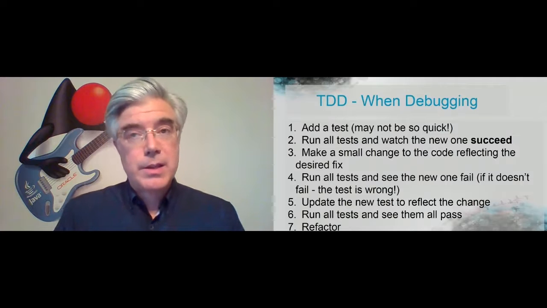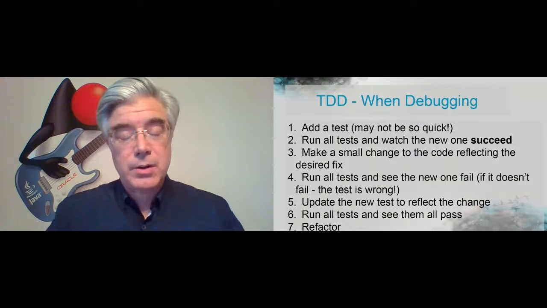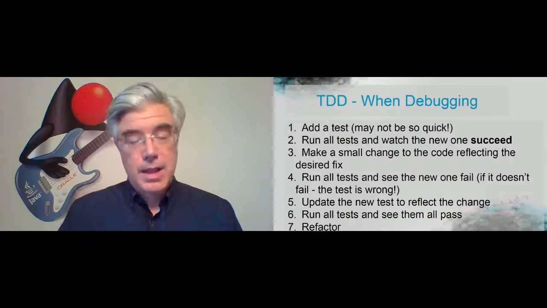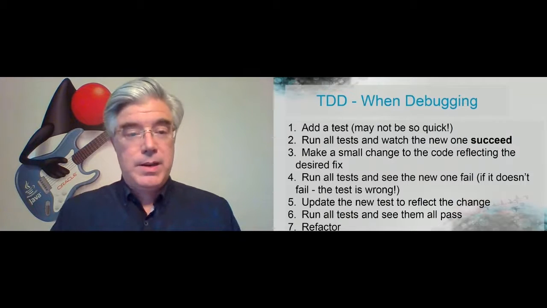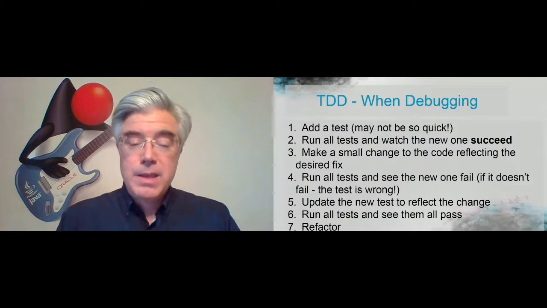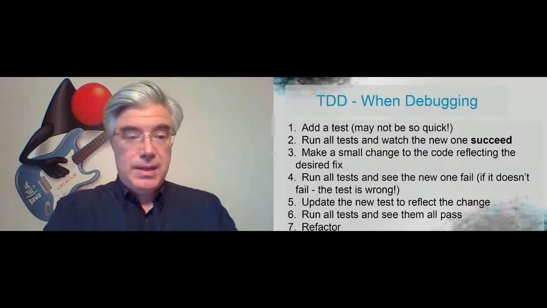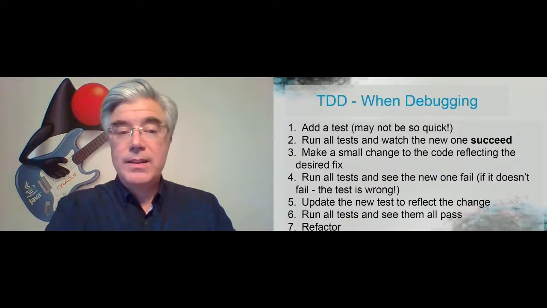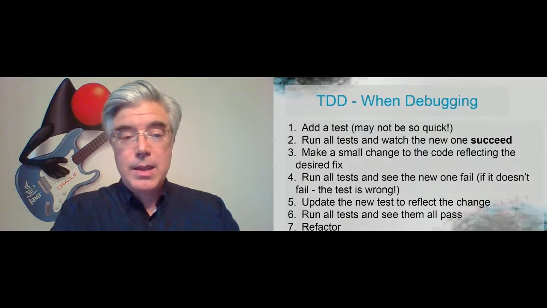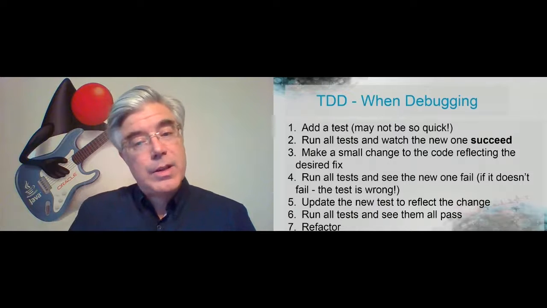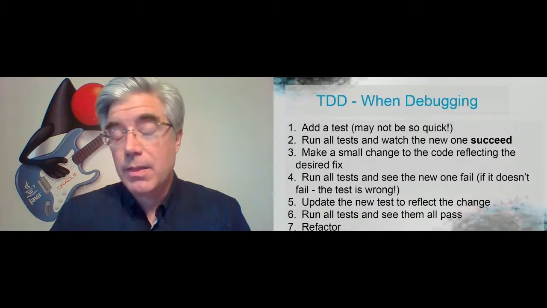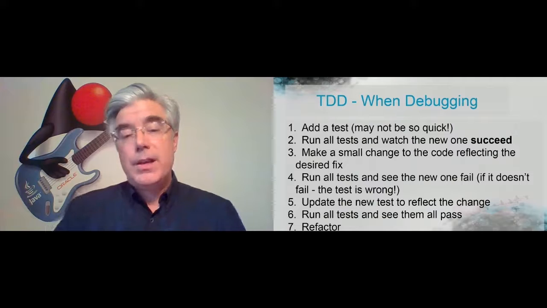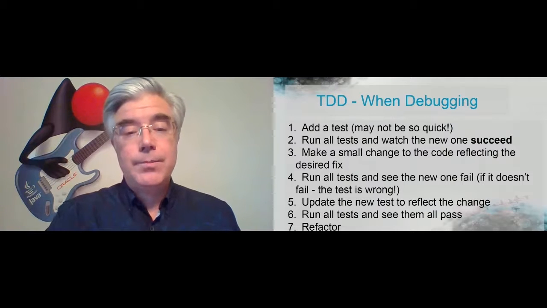Because what you're testing is the current specification, which is what the current application does. Even if it's a bug, that's what our specification is, because that's what it does. So you make a small change to the application code reflecting the fix that you want to make. Then you run all your tests again and you see your new one fail. If your new test doesn't fail, then you know that the test is wrong and you need to rewrite it.